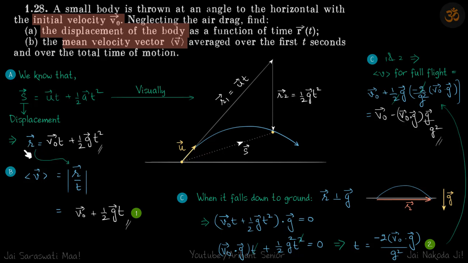So clearly the displacement which we are required to find in the first part is just v naught t plus half gt square. Simple answer. Second part, the average velocity. So that is total displacement upon time. And this is the displacement. So you put the value of displacement here and you will get the average velocity vector as a function of time.